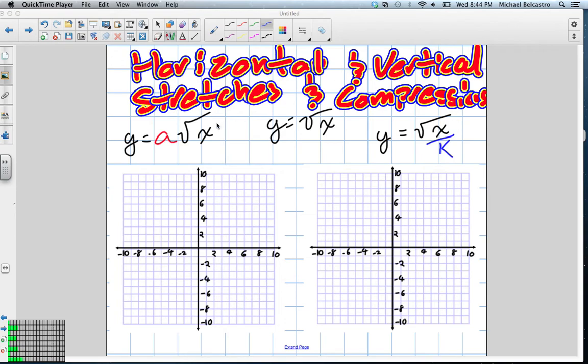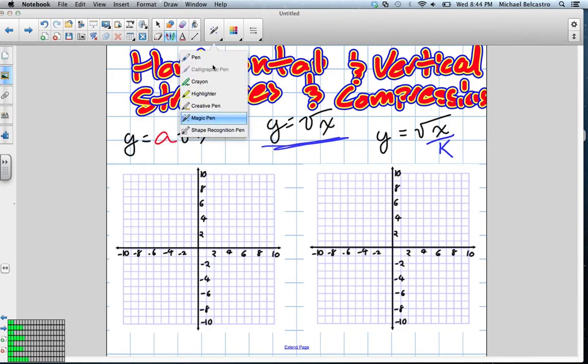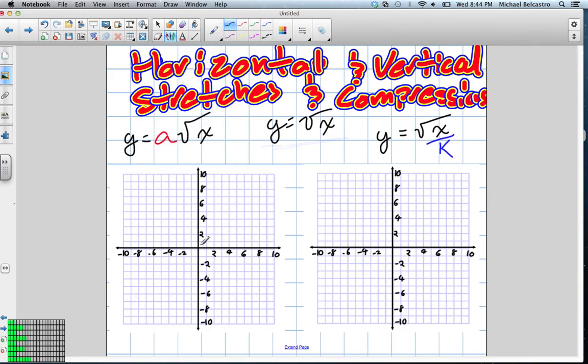We're going to talk about horizontal and vertical stretches and compressions. So this is a root function. Quickly, the way to draw this is we start at 0, over 1, up 1, then jump over 4, up 2, over 9, up 3.